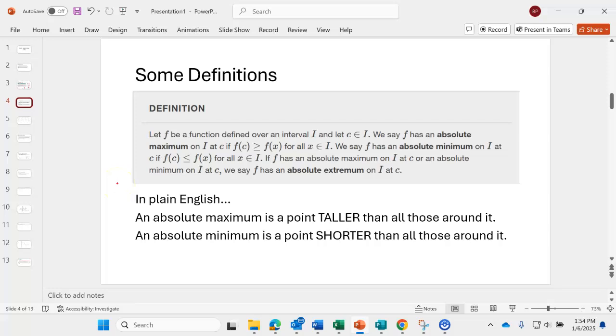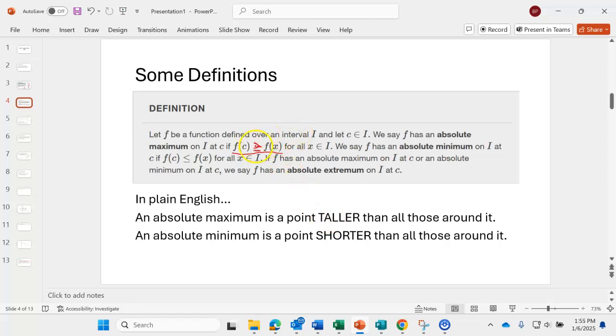I have some definitions for you. Here's a nasty definition for what is meant by an absolute maximum and an absolute minimum. What I want to focus your attention on is this statement right here. If you had some number c inside some interval, and no matter what happened, the value when you evaluate the function at c turned out to be greater than or equal to everything else, that has to be a maximum. An absolute maximum is just a point that's taller than those around it.